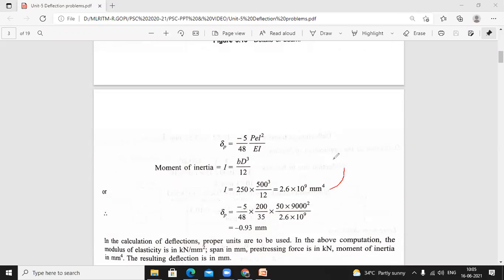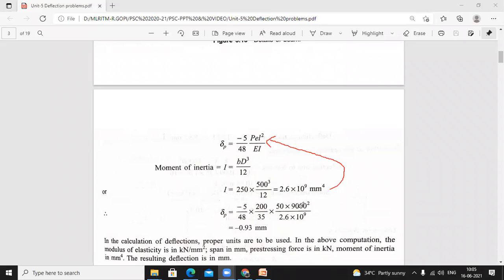Substitute the I value in this formula. So minus 5/48 into P value 200 and capital E value 35, and small e, the eccentricity, 50. Here I converted all the values in terms of mm. We know that deflection unit is mm, so I converted all the values in terms of mm.